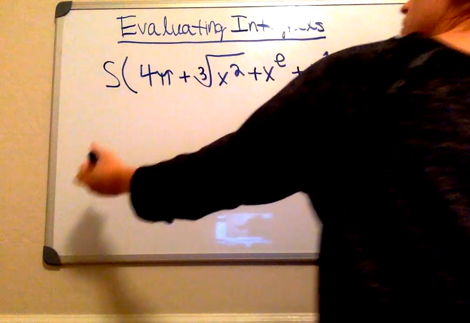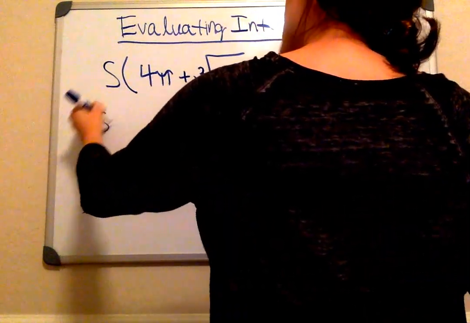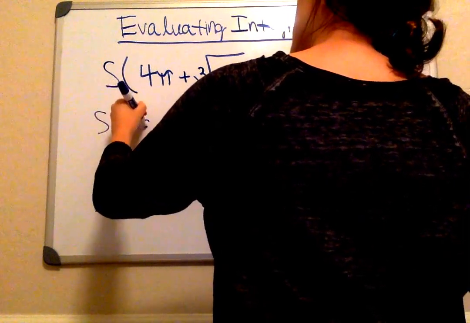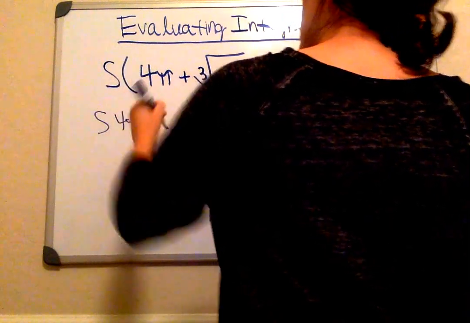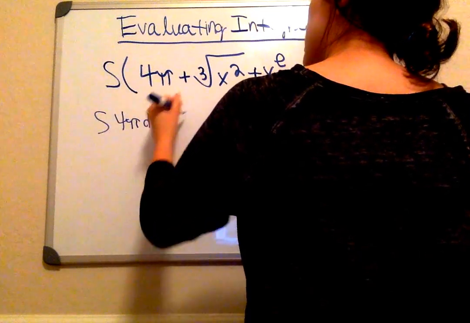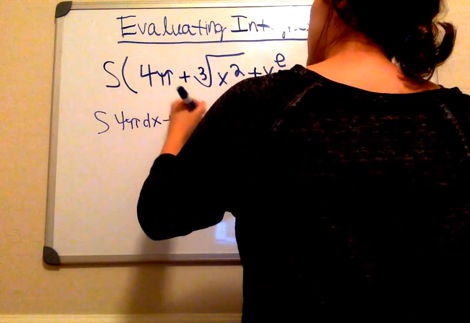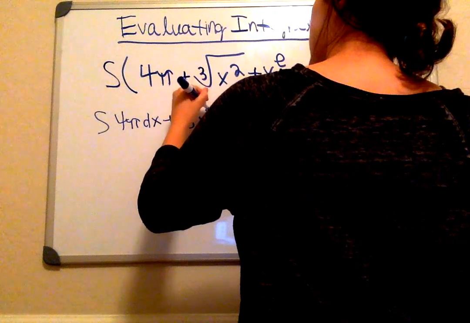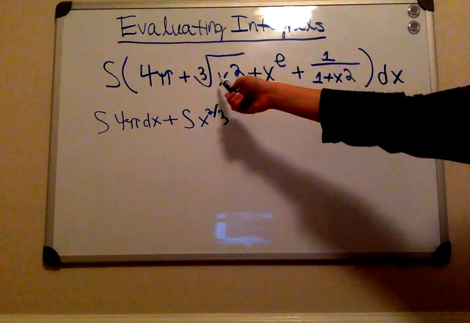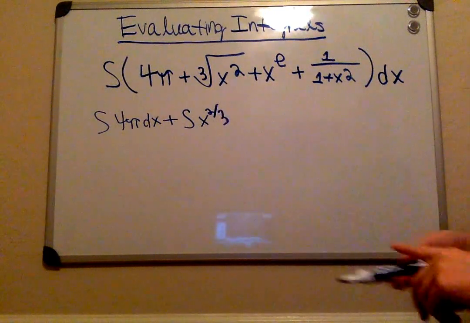So we need to separate these out. Doesn't apply to every problem, but it does to this one. Plus, and while we do this, we can also simplify. For example, the third root of x squared is really just x to the 2/3.